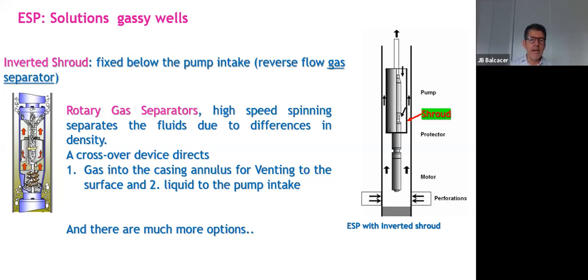So, as I mentioned, the gas is directed into the annulus, and then the liquid into the pump intake. Of course, those are just two options; there are many different options. Here to the left, we have a different system for the inflow of the fluids, and there is some kind of internal accelerator system, which basically guides the gas into the annulus after passing in from this system.